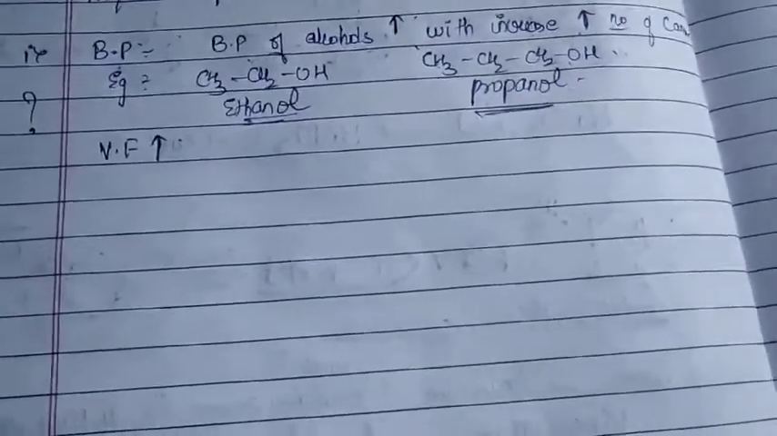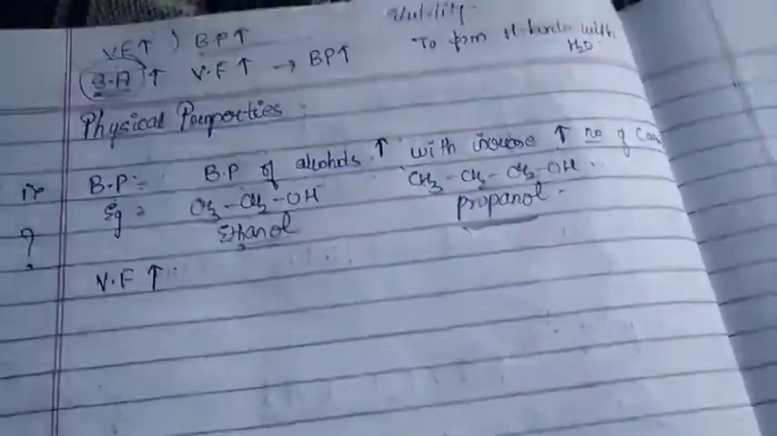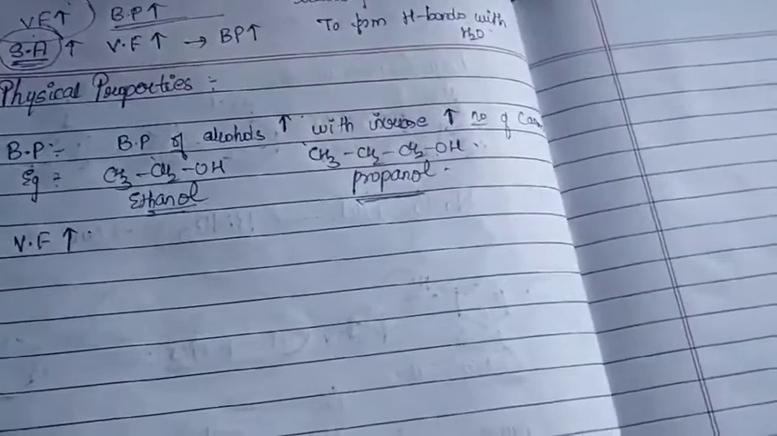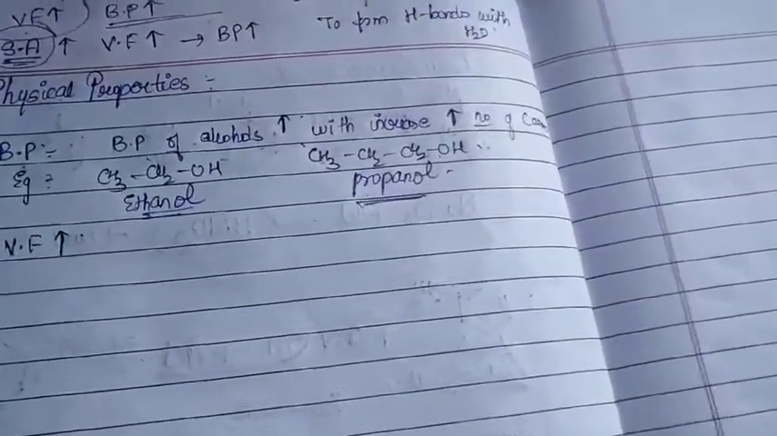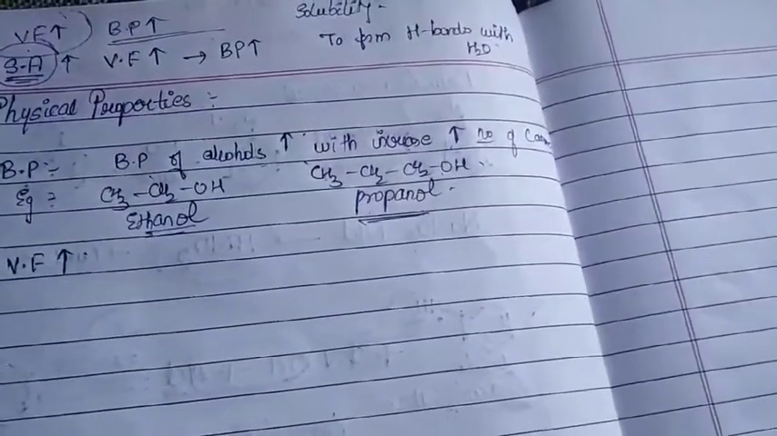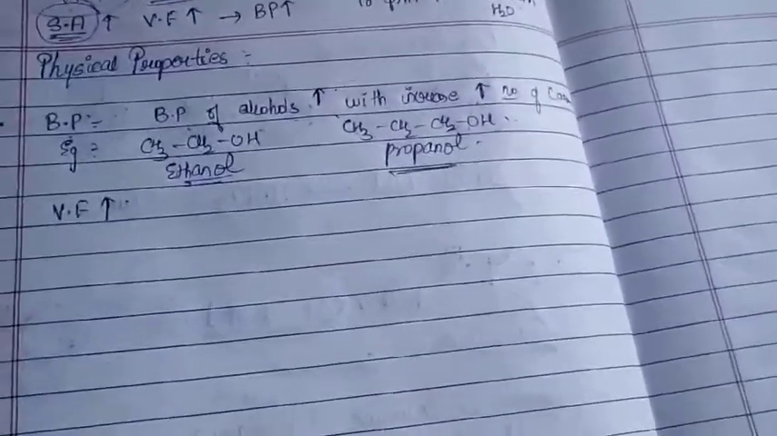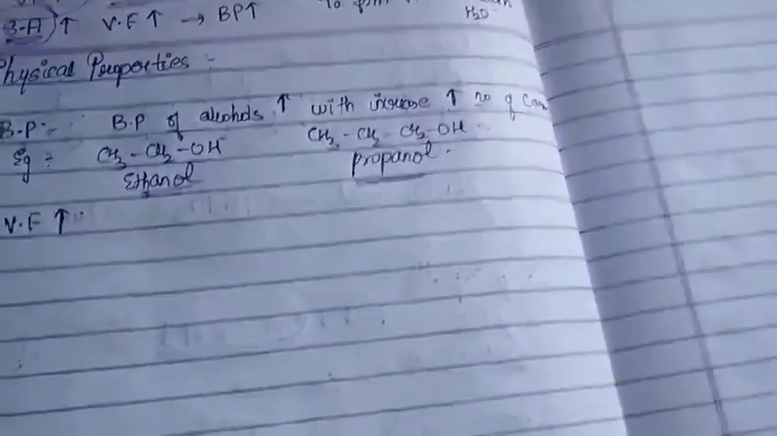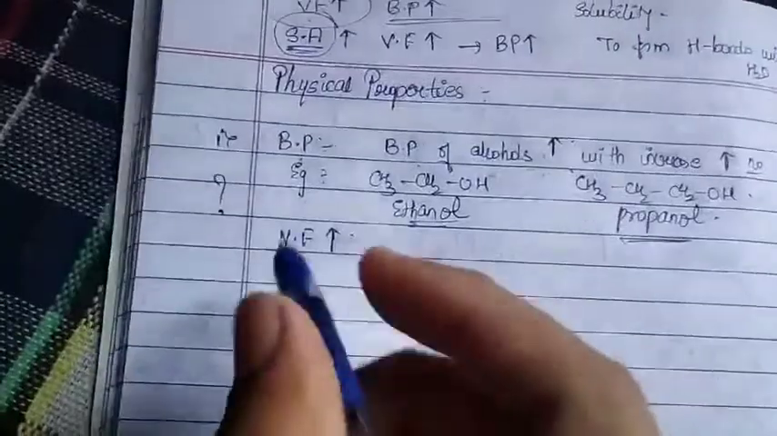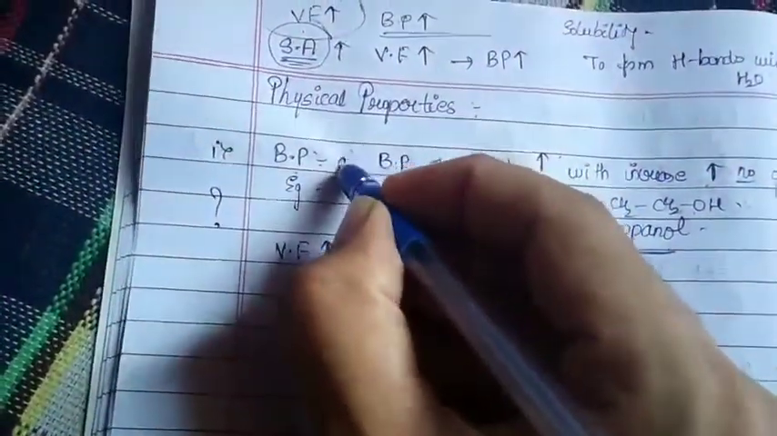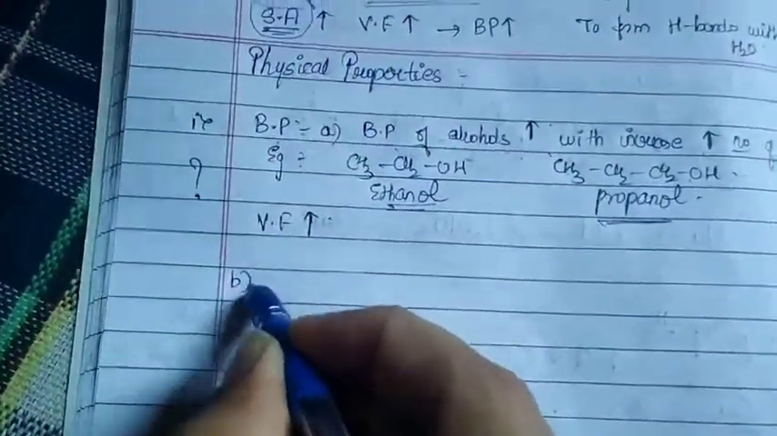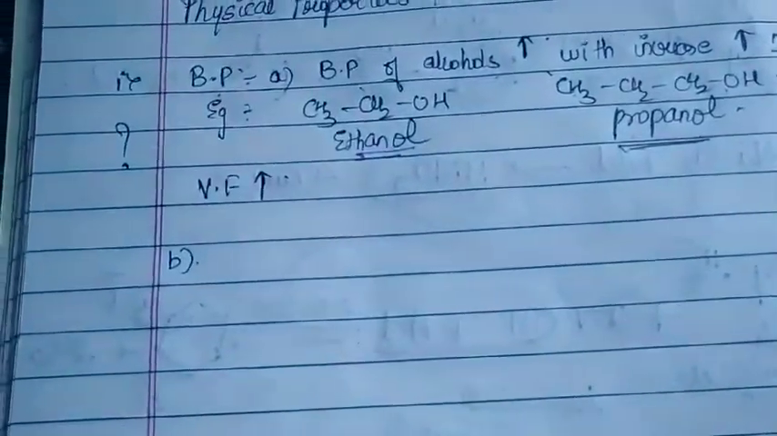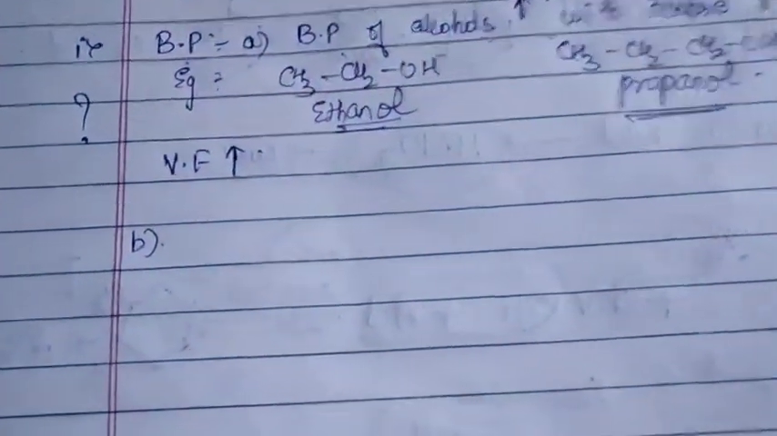If you can just recall, the same point was also repeated in the physical properties of haloalkanes and haloarenes. There also we have seen, as the number of carbon atoms increases, the boiling point increases. Coming to my second note with respect to the boiling point itself: in case you have a straight chain and a branched chain.